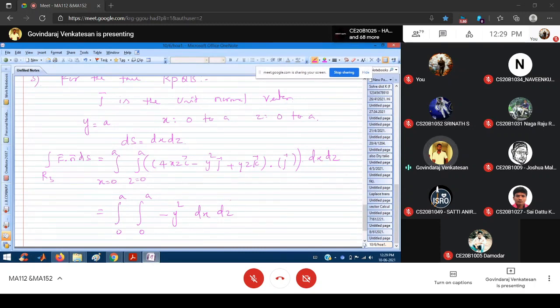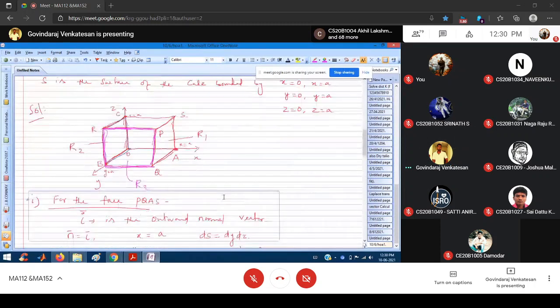Y is nothing but a. So you can solve the integral of minus a square, only dx and dz. There are no functions. So one a will come for the x variable, another a will come for z. So the final answer is minus a power 4, right?